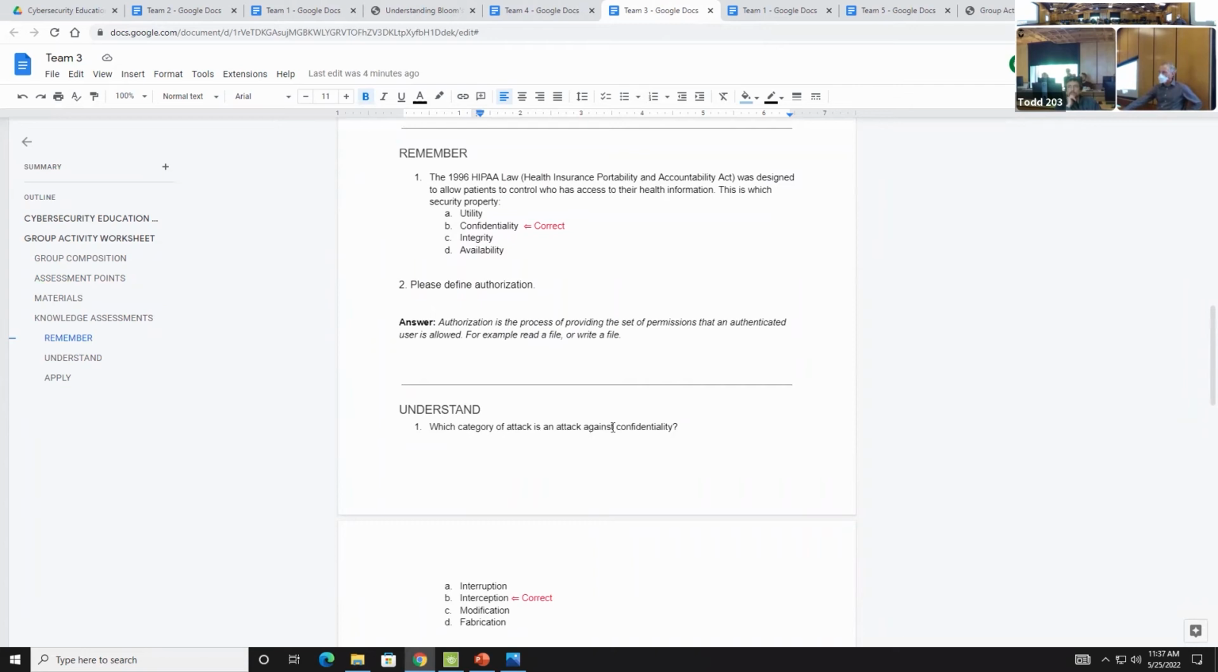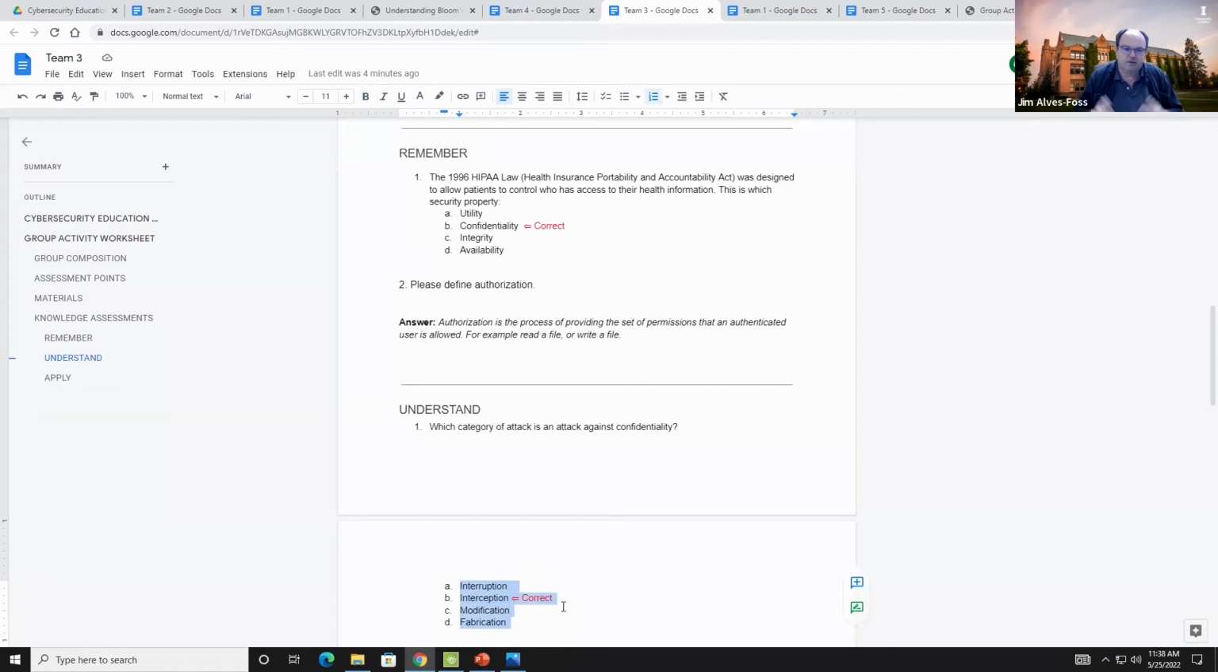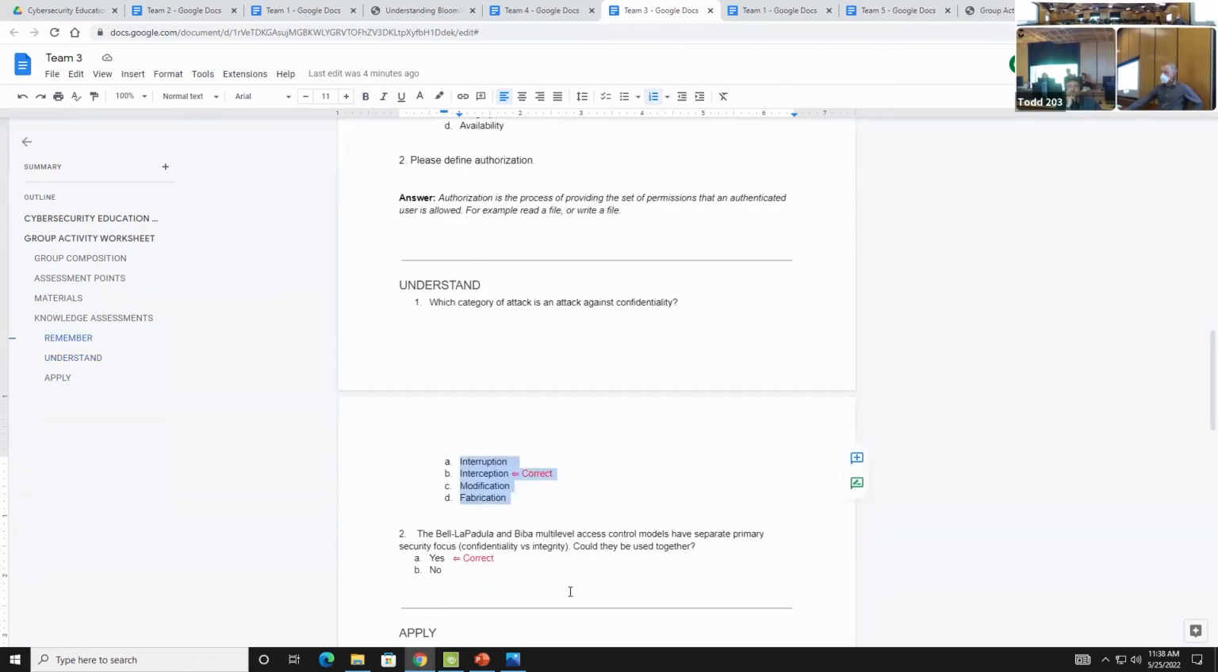Which category of attack is an attack against confidentiality? So of course, you need to know what these types of attacks are. Right, so it's kind of a mix and match, and that's where I put it up a level. That's a good question for understand.